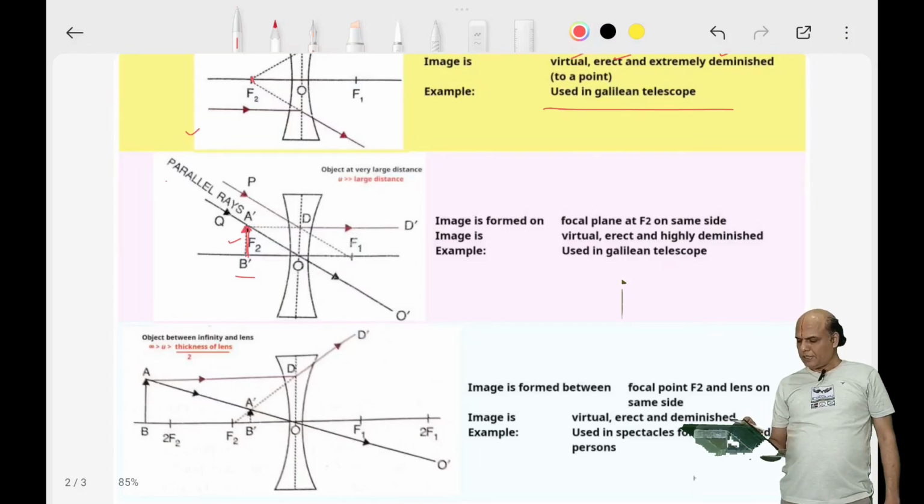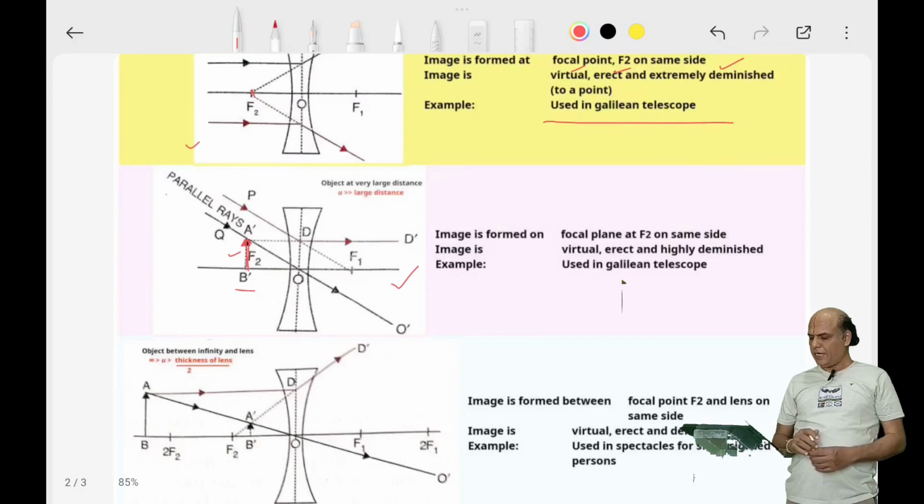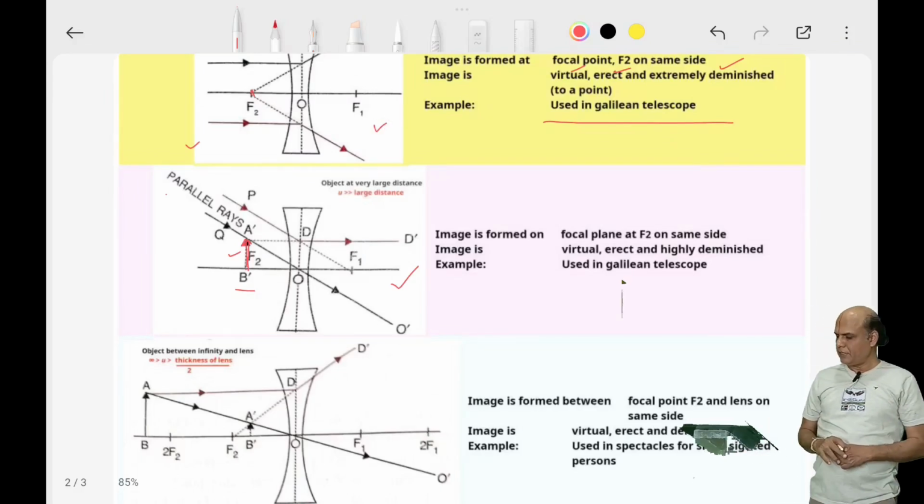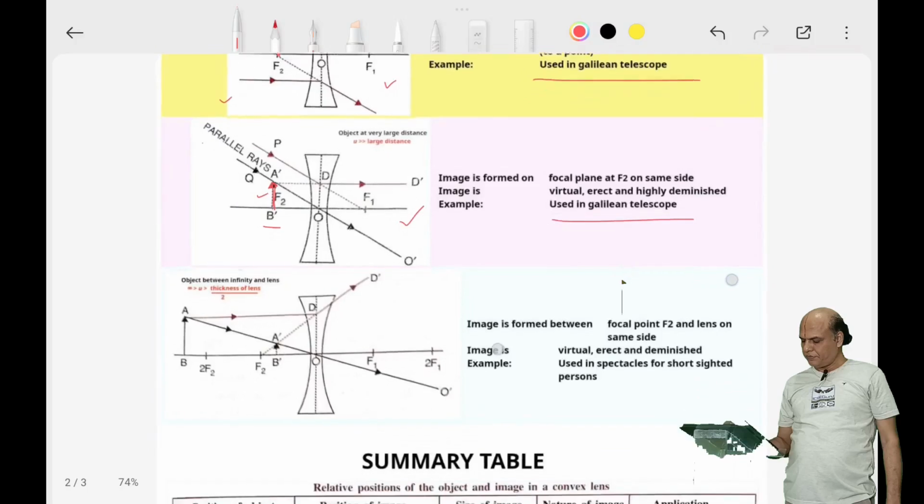So in both cases, the image is virtual, the image is erect, and the image is formed on the same side of the object. In this second case, the image is highly diminished. In the first case, the image is extremely diminished to a point. So these kinds of lenses are used in a Galilean telescope.